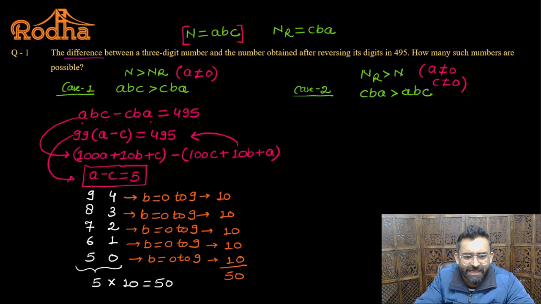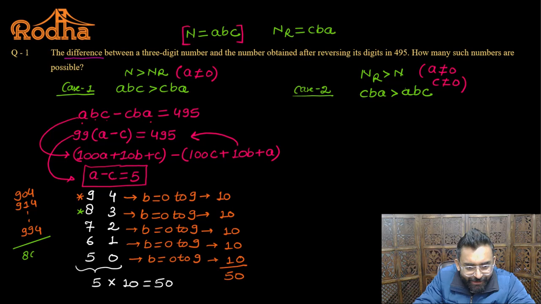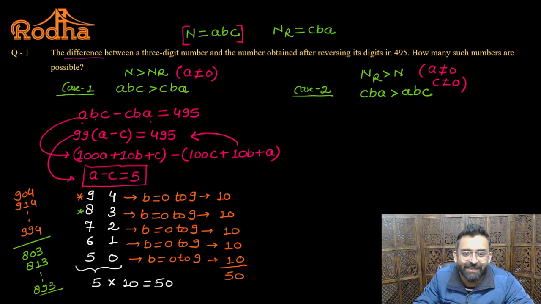Okay. I'll just tell you what kind of numbers I'm going to get here, just to have the idea about it. Let's say if I focus on the first case, it's going to be 904, 914, and so on, up to 994. If I focus on the second case, it's going to be 803, 813, up to 893. Something like this I'm going to get.